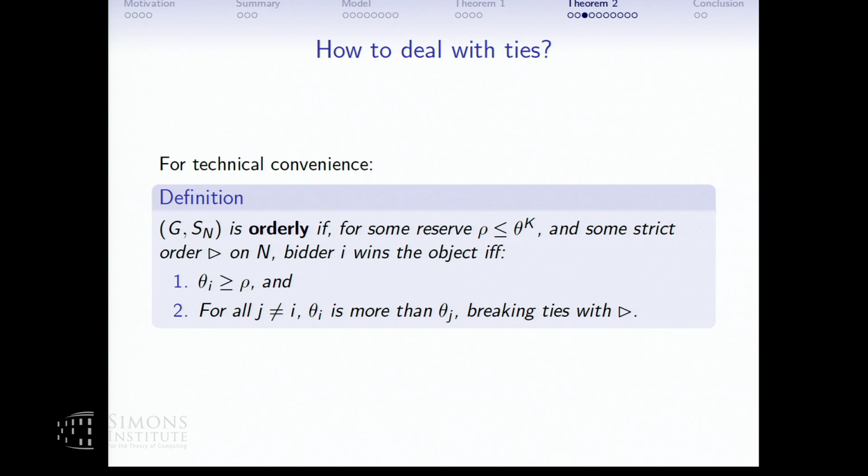So an auction is orderly if for some reserve rho and some strict order on the bidders, bidder i wins the object if and only if his type is above the reserve, and for all other bidders, his type is more than that bidder's type, where we break ties using this fixed tie-breaking order. Ties can become really unlikely if you take epsilon small, but we need to deal with them somehow. OK, so with all that set up, this I assert is a credible strategy-proof auction.